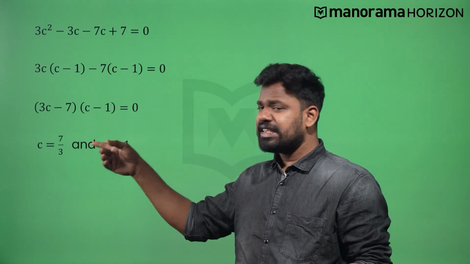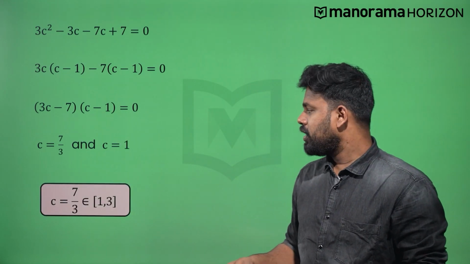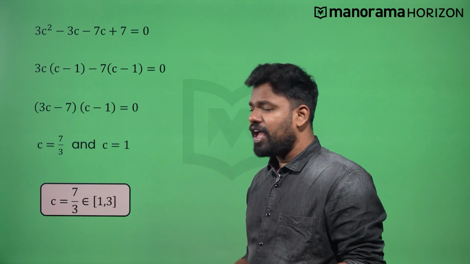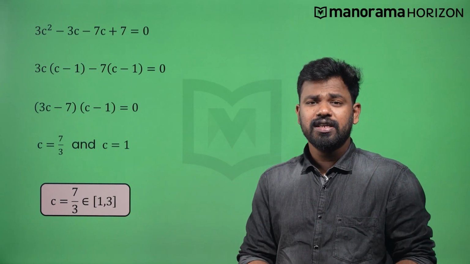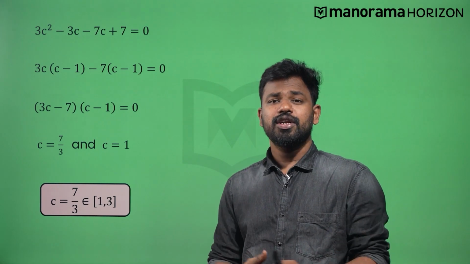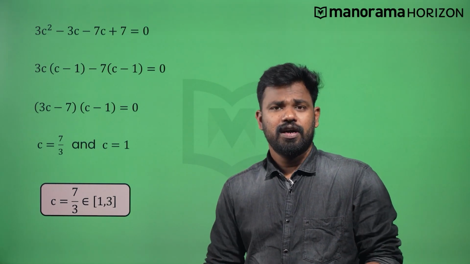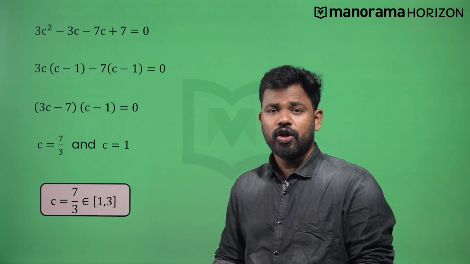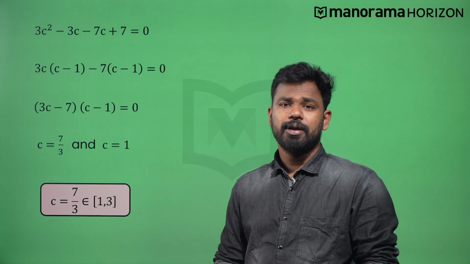In this, you can see that 7 by 3 is an element of what? The open interval 1, 3. So you can say this particular value of c is the one which satisfies the mean value theorem, all the three conditions of the mean value theorem, that is differentiable, continuous, and also how to find f dash c, which is equal to f of b minus f of a divided by b minus a.